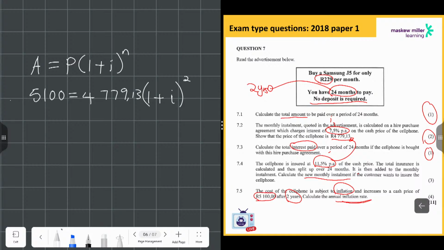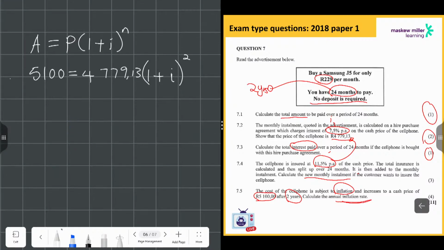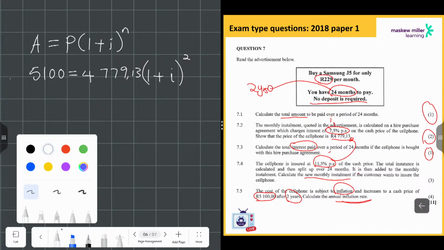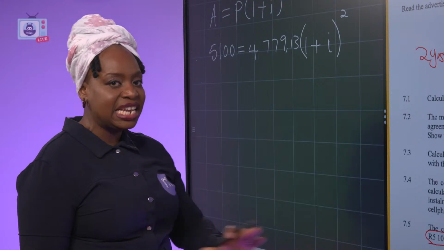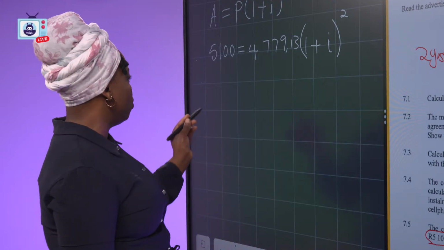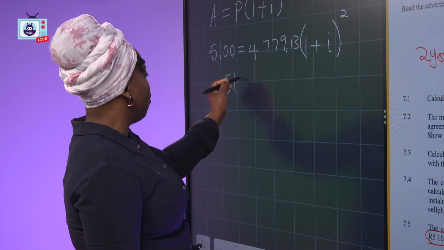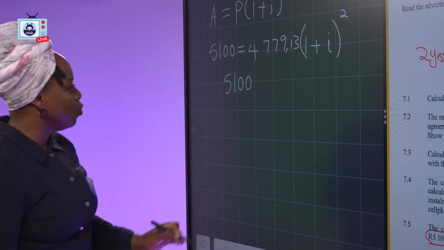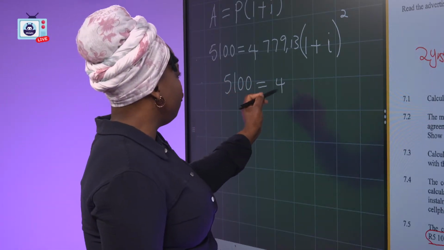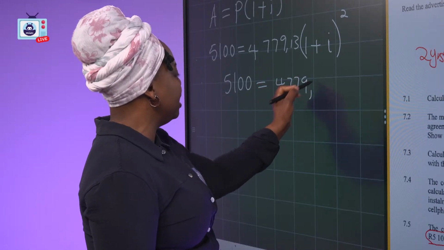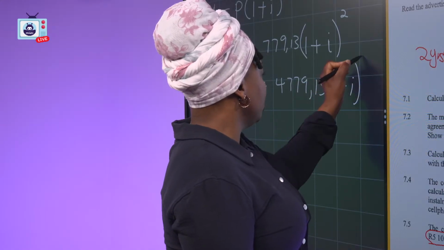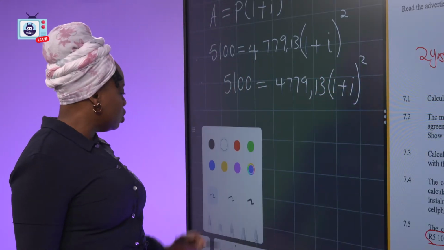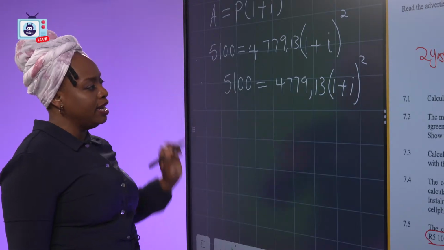All right. Then right from there, my next step for teaching purpose will be, let's write it down, all of it, for me to then eliminate everything that is next to the I, for me to remain with I. So I have 5,100, which equals 4,779 and 13. Then I have 1 plus I, which is squared. So I want to make sure that I remain only with I.